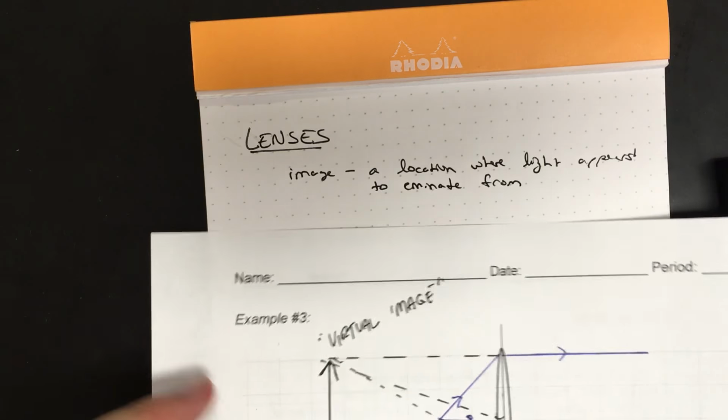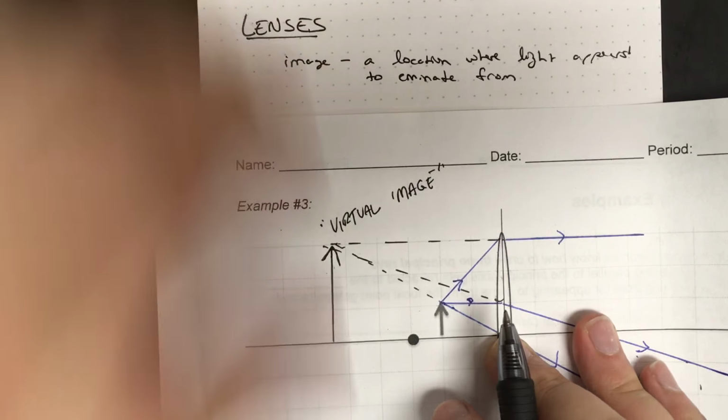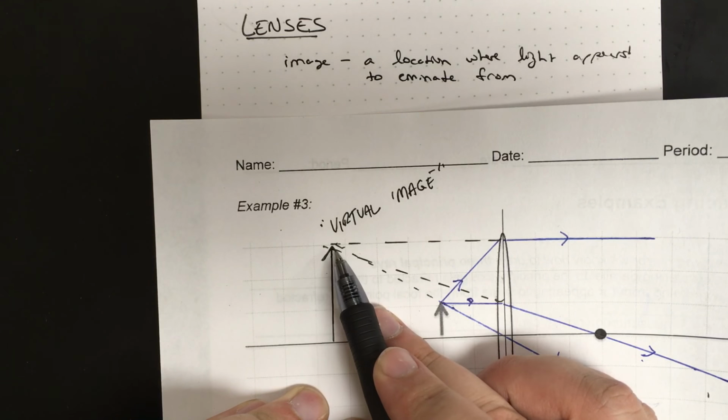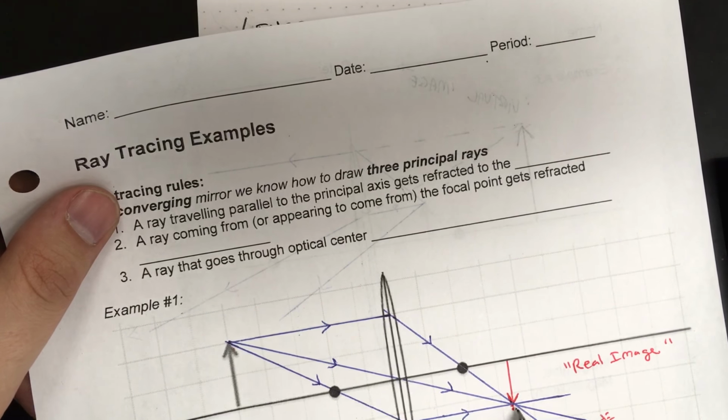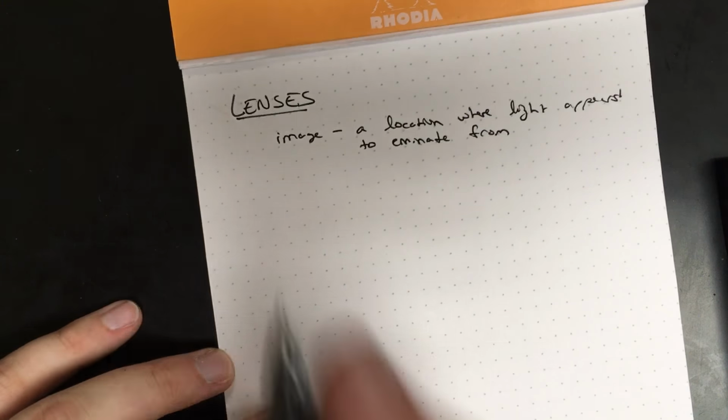So again, in this case, the image was here because the light appeared to be coming from there. In this case, the light appeared to be coming from here, so that was where the image was. So an image is a location where light appears to emanate from.